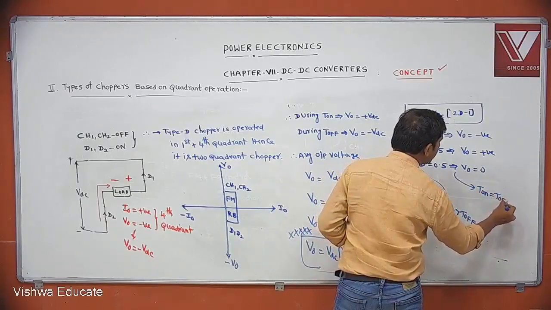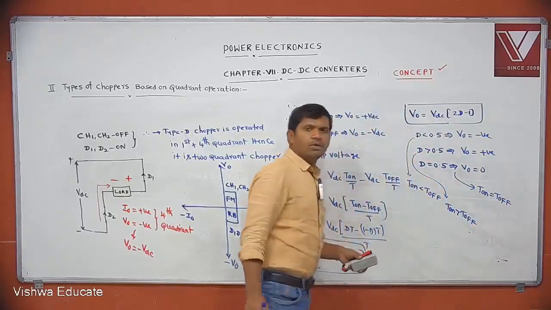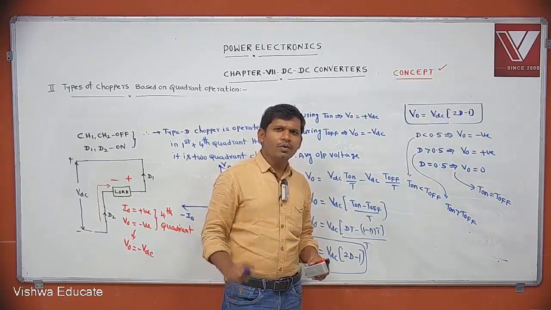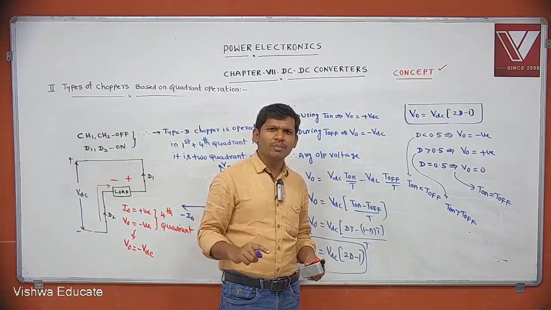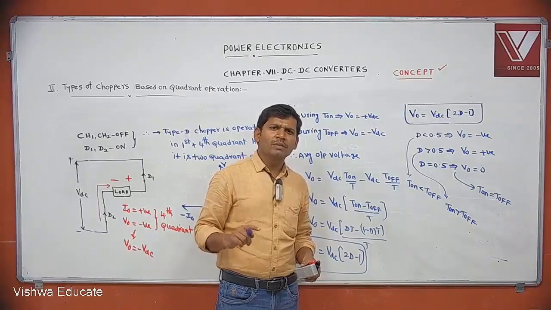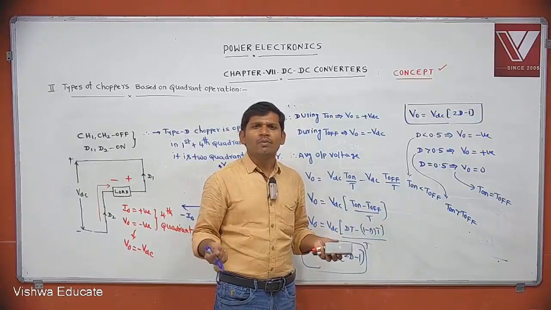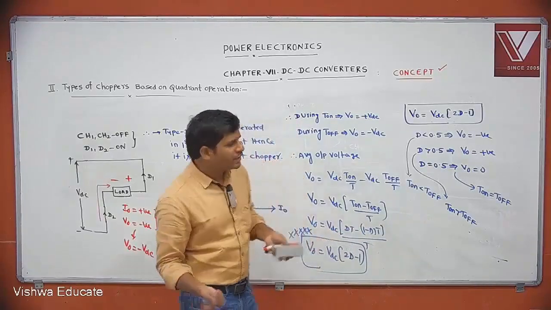Can I accept this one? For D equal to 0.5, you write D equals T on by T on plus T off. D equals T on by T, on time by total time period. Total time period is nothing but on time plus off time. You replace on time by off time, then we get 1 by 2. Duty ratio is 1 by 2.